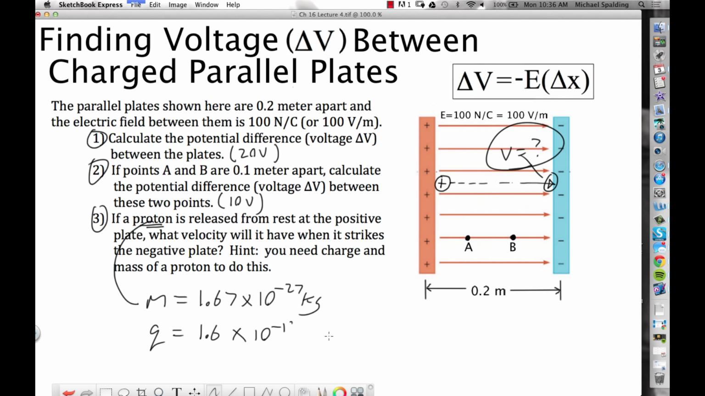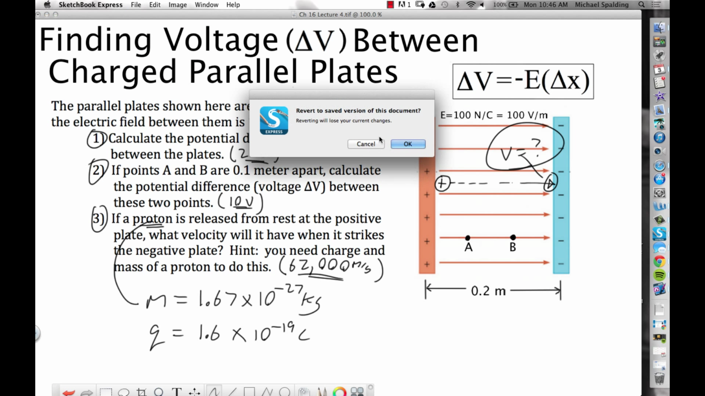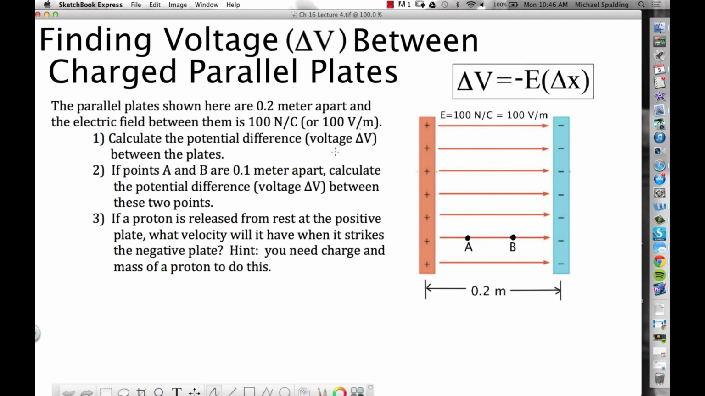On the answer to number 3, just so you know, you can check your work, comes out at about 62,000 meters per second. Okay, I rounded that up. Okay, so here are the answers. We'll go over them. 20 volts is the answer to number 1, 10 volts number 2, 62,000 is the answer to number 3. Actually, before I solve this, I want to point something out. You're going to notice in chapter 16 that the unit for electric field is given as volts per meter. So see up here I have 100 Newton per coulomb, which is identical to a volt per meter.